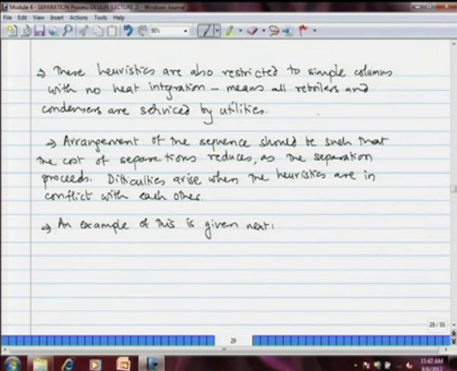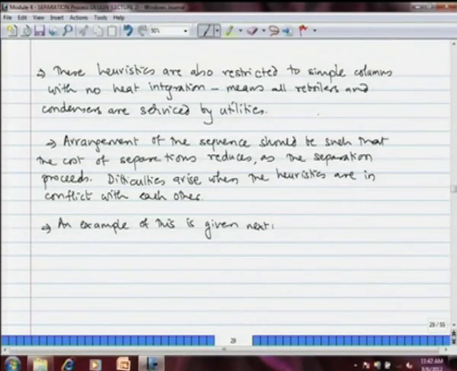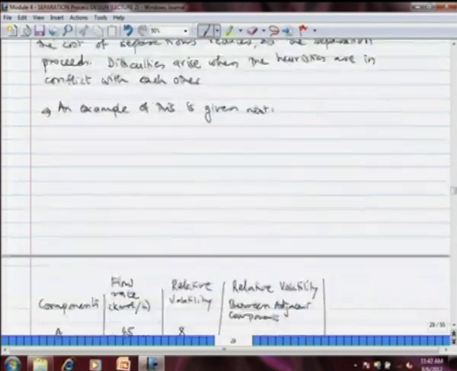Then the arrangement of sequences should be such that the cost of separation reduces as the separation proceeds, and difficulties arise when the heuristics are in conflict with each other. Like one heuristic will recommend one sequence, another heuristic will recommend another sequence. Okay. So, this kind of situation may arise very frequently. Now, let us see an example to which we shall apply the 4 heuristics that we stated just now.